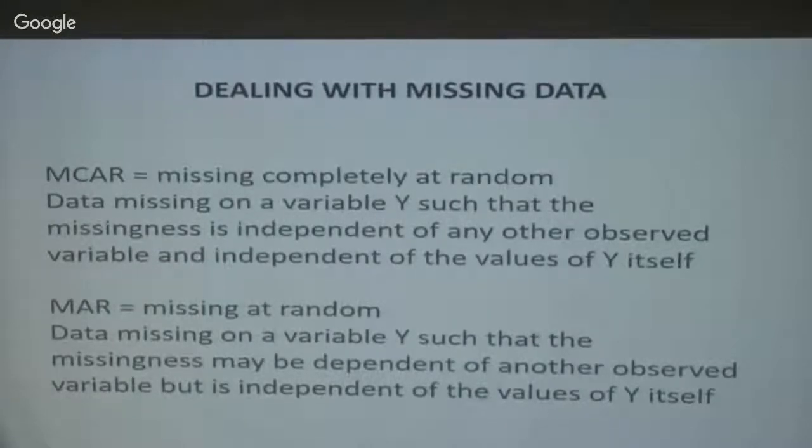There are two types of missing. One is missing completely at random. The other one is missing at random. What is the difference? Completely is what?